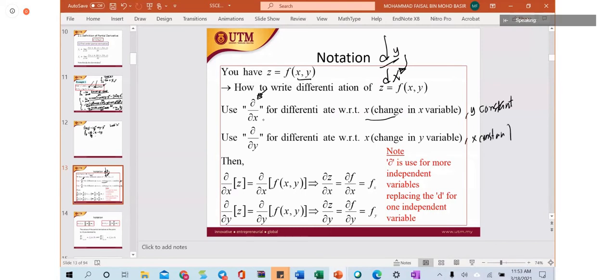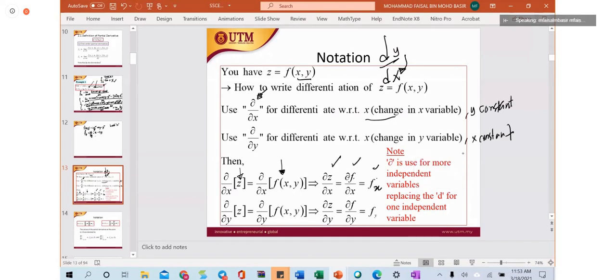Get used to the notation: del over del x of f means del f over del x. Sometimes we let z equal f(x,y) so that it looks easier. That's why if you differentiate z, it means you are differentiating the function f(x,y). Differentiating with respect to x means del f over del x, so we put x here. Same notation, I just want you to get used to it.